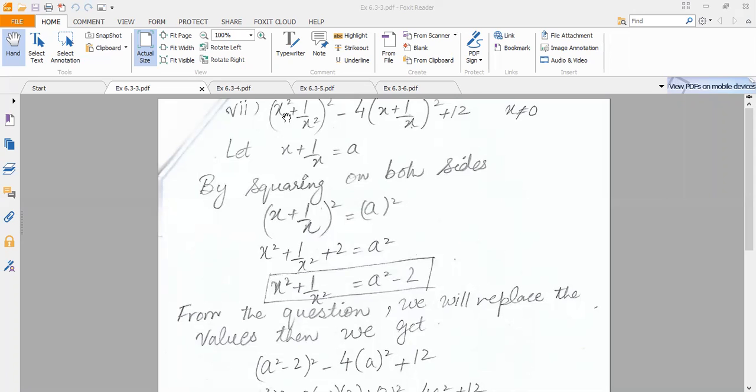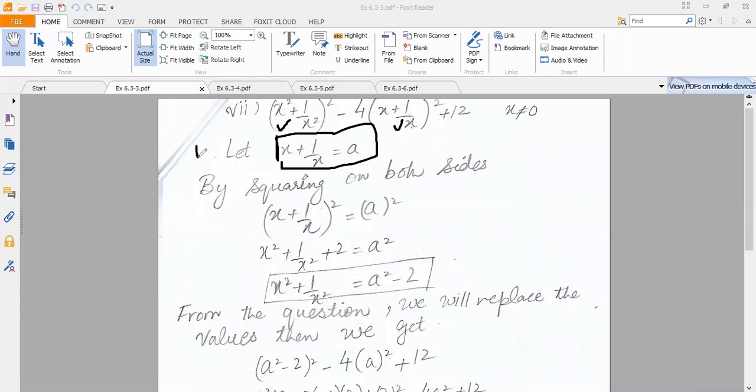We can see that x + 1/x is the same in both. The only difference is that in the first bracket there is a square, and in the second bracket there is no square. But the signs in both brackets are the same. So we will not solve; we will say in the first step that x + 1/x is equal to a, because both have the positive sign.